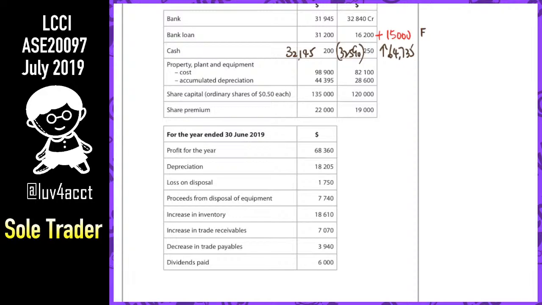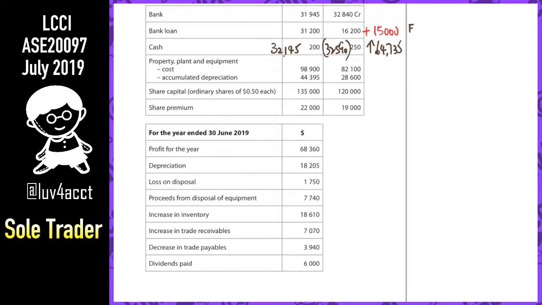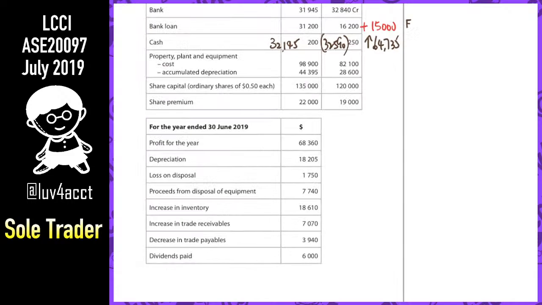Property, plant and equipment, the cost and the accumulated depreciation. I will write again in another way. So the cost, the accumulated depreciation, opening balance 2100, and then 28600, and then here we have 98900 and also 44395. As you know, for the cost we add purchases minus disposal, and then for accumulated depreciation, add depreciation minus disposal. We have to be careful.